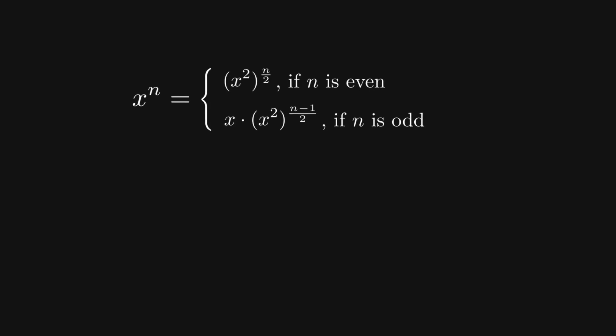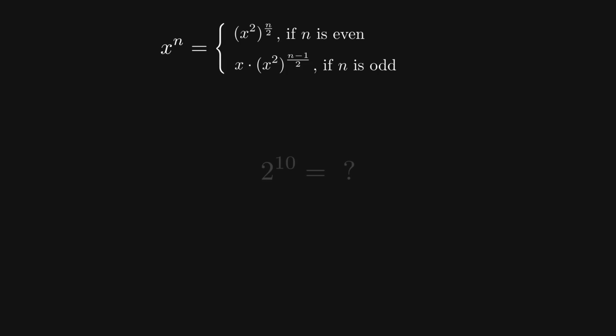How can we compute 2 to the power of 10 efficiently? Let's break it down using exponentiation by squaring. We will keep track of values x and n. In the first step, n is 10, which is even, so we use the even number formula. The result simplifies to 4 to the 5th power. Now let's update x and n.